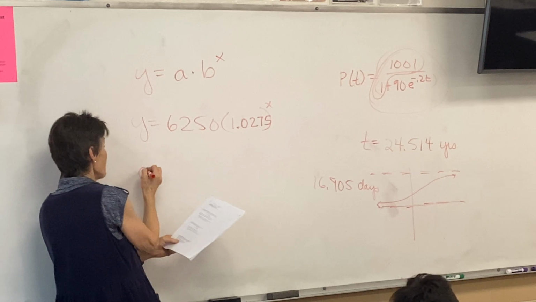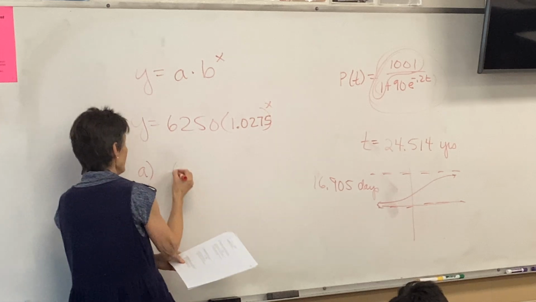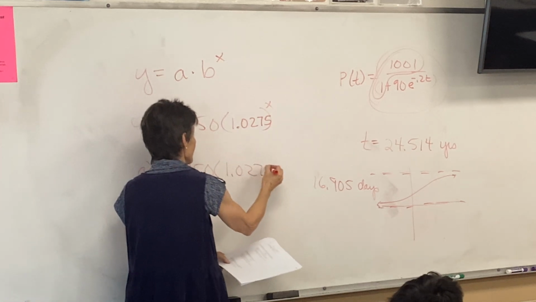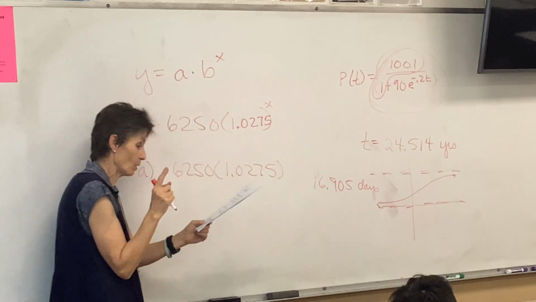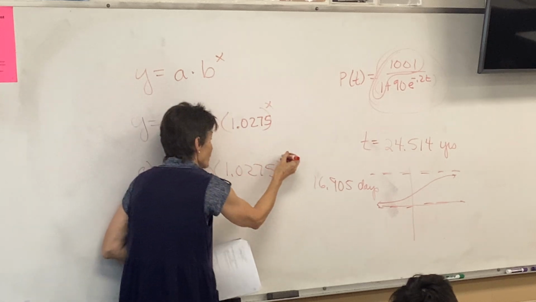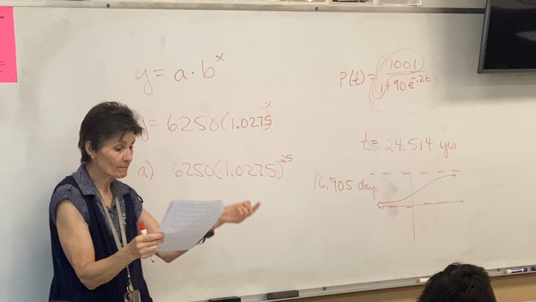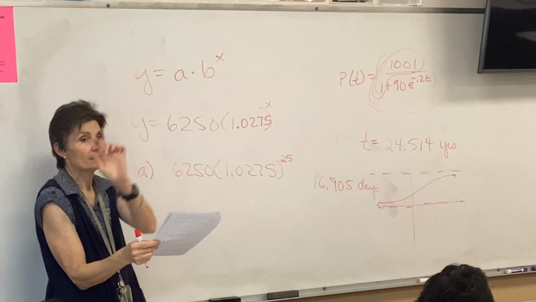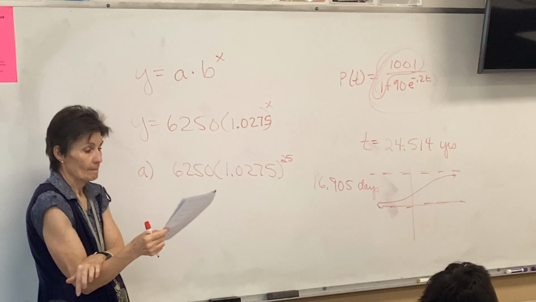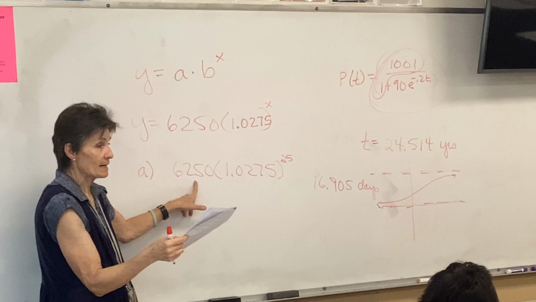So what was the population in 1915? Well, 6250 times 1.0275 to what power? 25. And why are we taking it to the 25th? 25 years. Because we're going from 1890 to 1915. This is 1890.